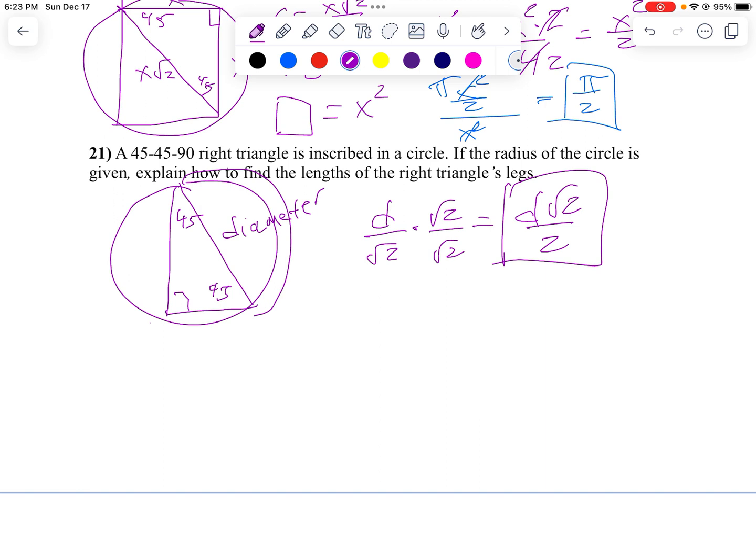I guess I should say, since I'm doing an r, maybe I should say 2r square roots of 2 over 2, or it'd be r times the square root of 2. Either way would be correct.